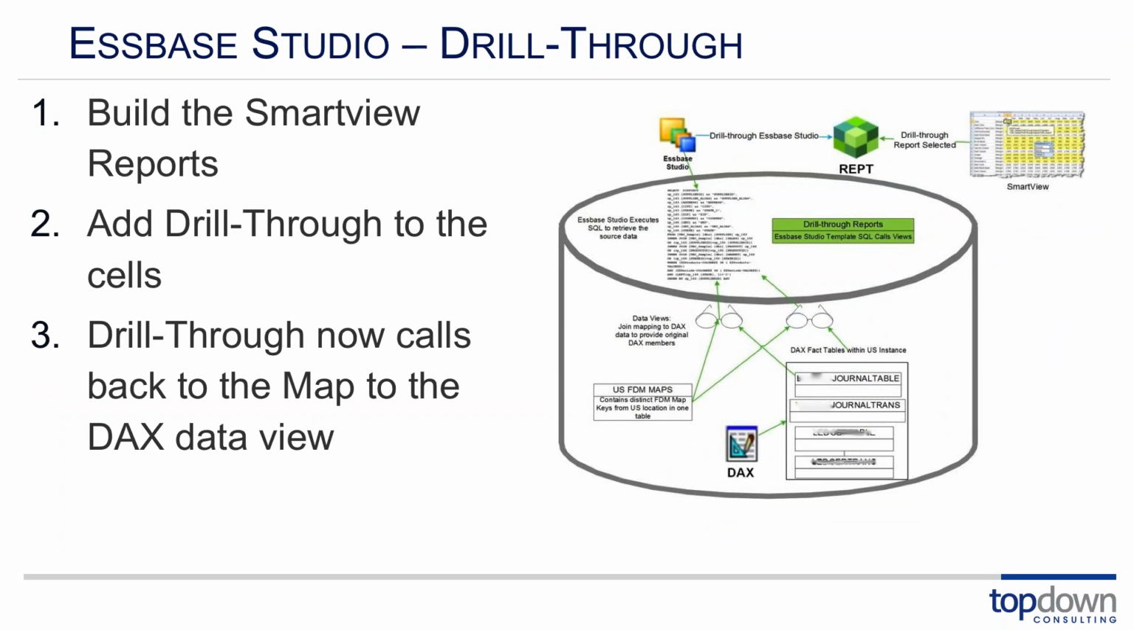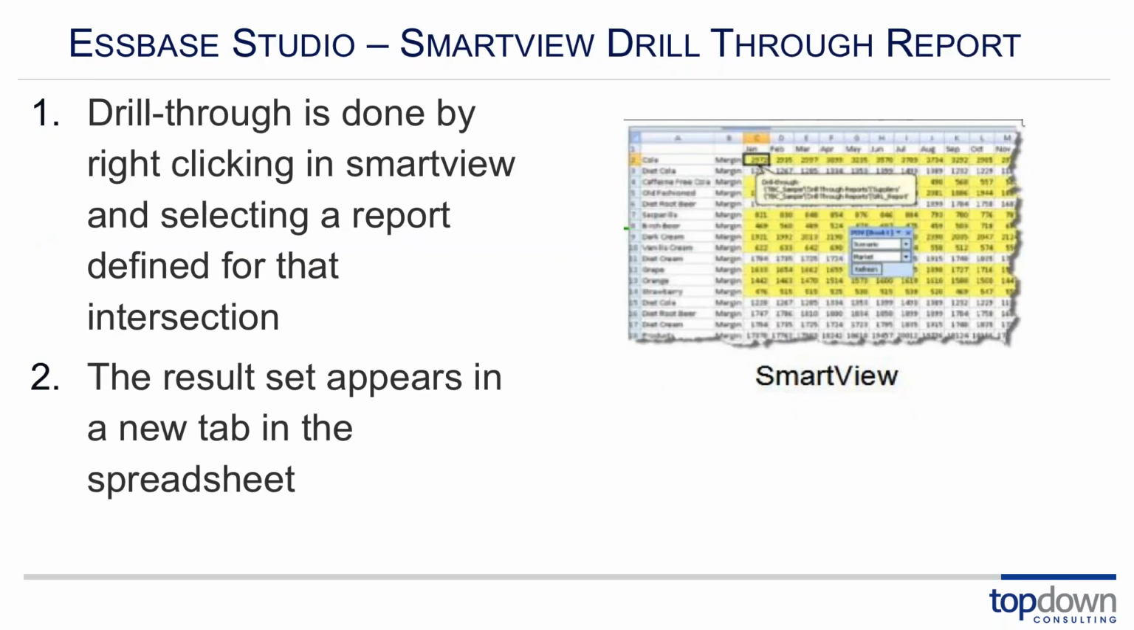Then, when you go and build the Smart View reports, add that drill through to the cells themselves, and then you'll be able to drill through. It'll actually call back to the map, to the DAX data view. Here's an example with Essbase Studio, the drill through report itself. When you right click in Smart View and select the report that's defined for that intersection, the result set is actually going to appear in a new tab in that sheet.